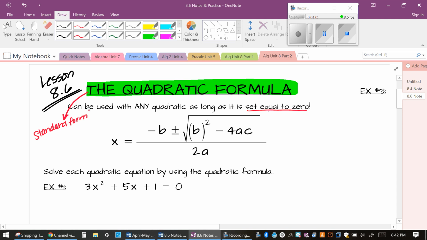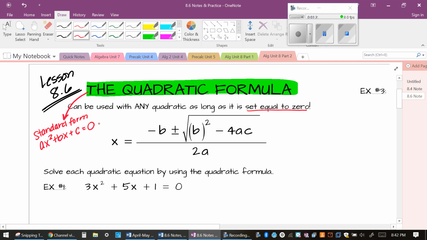If you look back at Lesson 8.5, we talked about vertex form in Lesson 8.5 Day 2. Standard form looks like this. Okay? Remember, I always like to draw little smiley faces on my 0, but if you don't feel like it, you can just put 0.